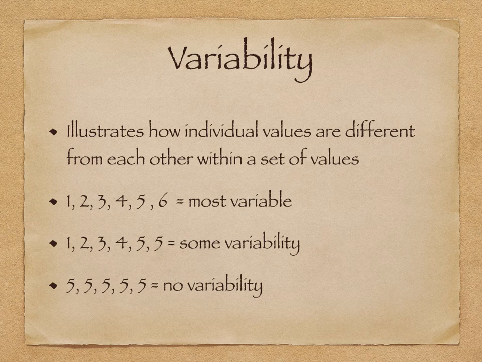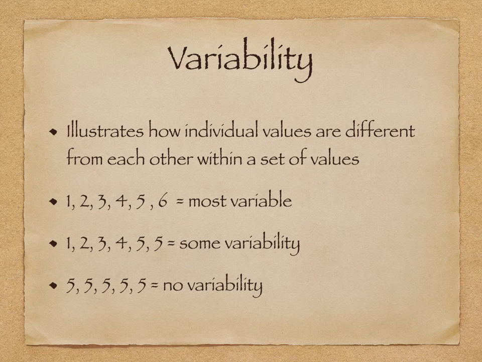Variability illustrates how individual values are different from each other within a set of values. The following data sets were simply made up to illustrate variability. 1, 2, 3, 4, 5, 6 is the most variable because there are no two numbers the same. The next data set contains 1, 2, 3, 4, 5, and 5.